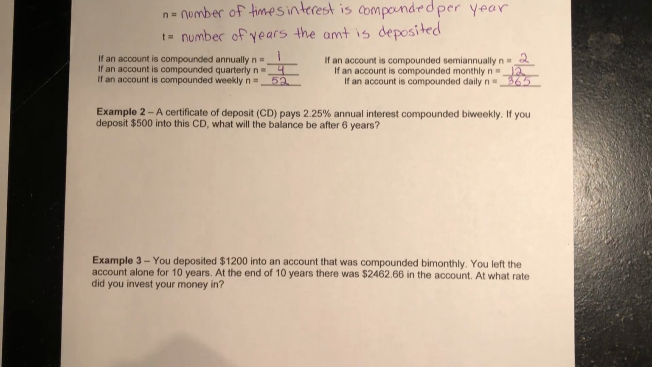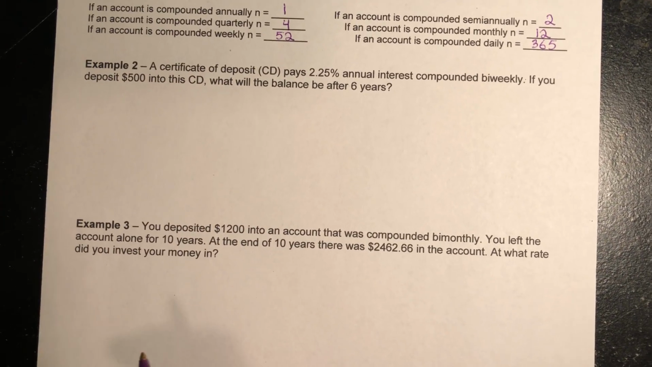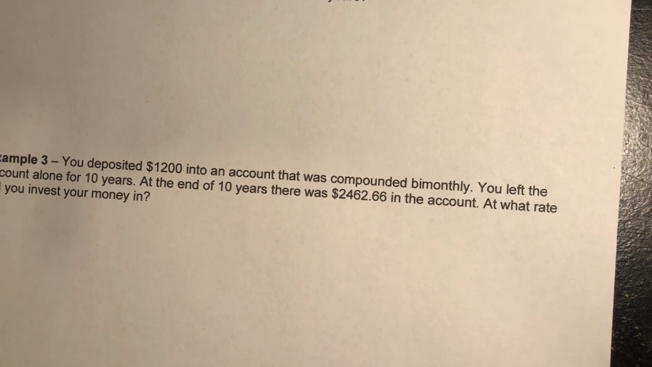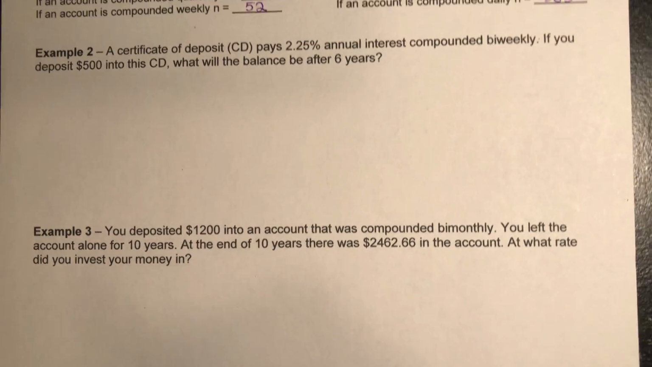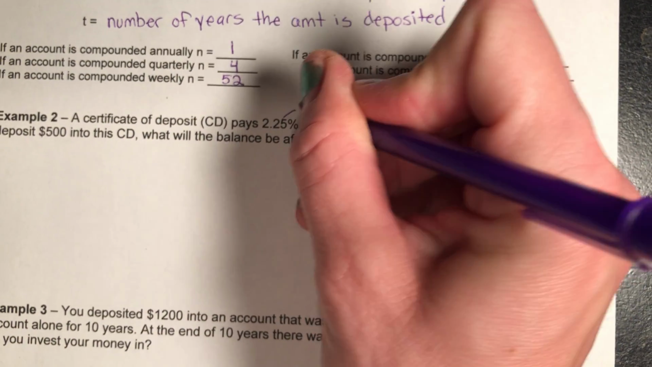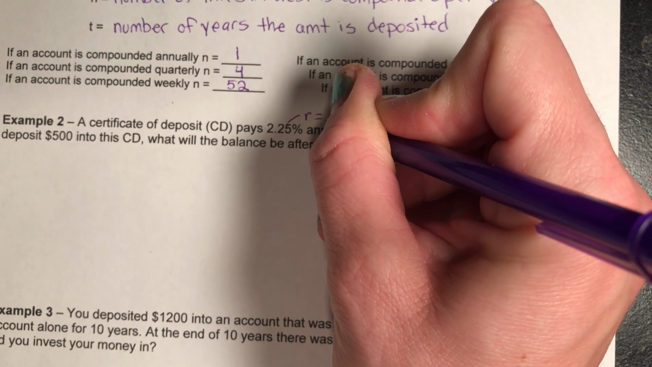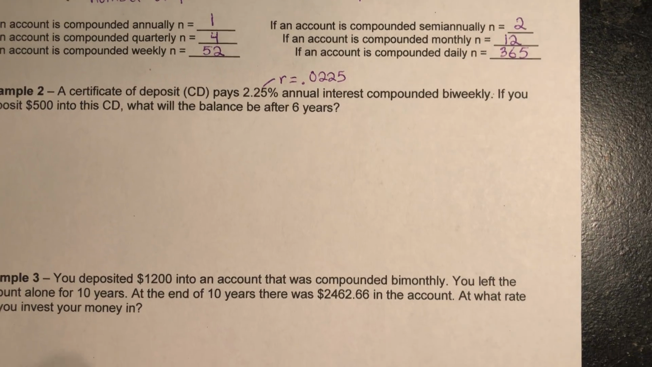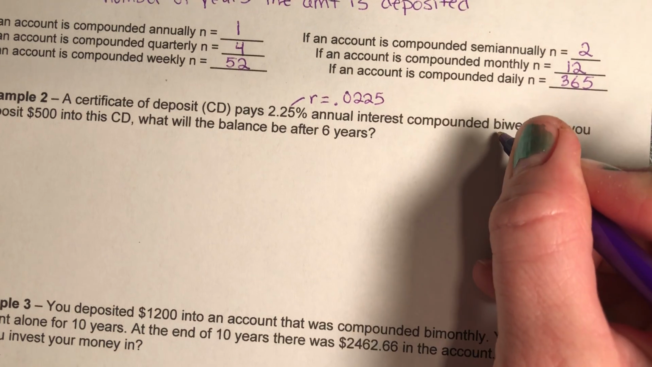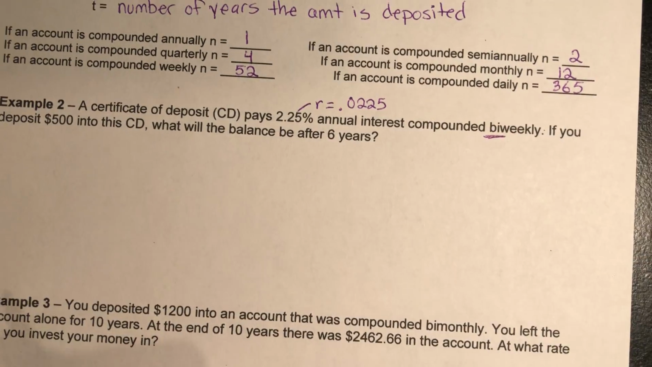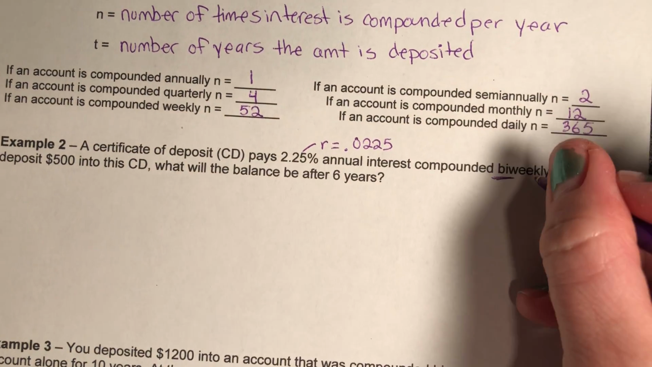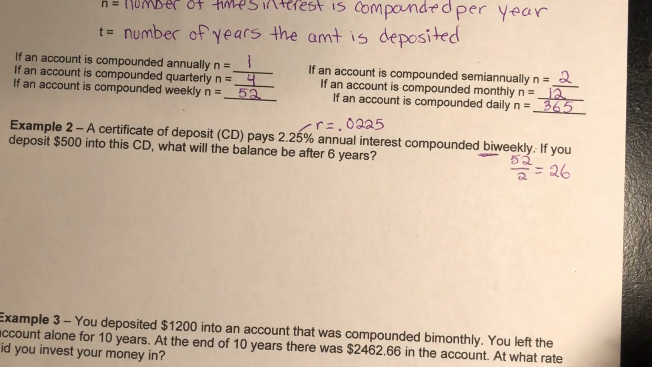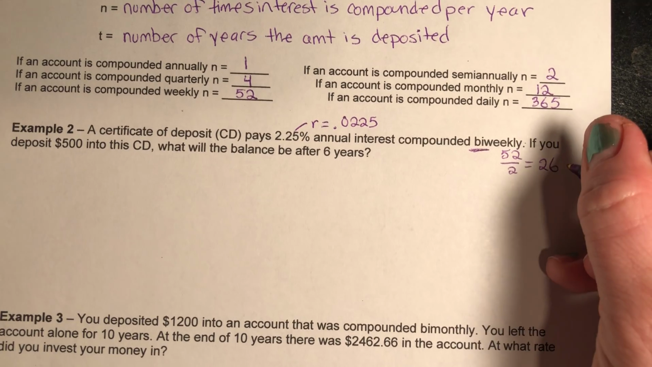All right, looking at our last two problems here, we are going to look at a certificate of deposit that pays 2.25% annual interest. And so we're going to change this rate into 0.0225. It is compounded bi-weekly. So we're going to look up here. Weekly is 52. So if it's compounded bi-weekly, 52 divided by 2 is going to be equal to 26. That's going to be our N value.